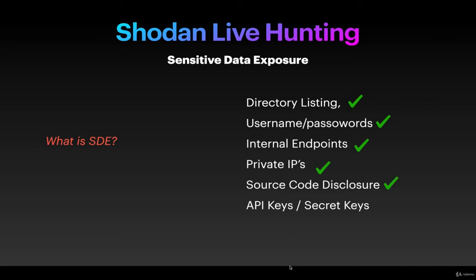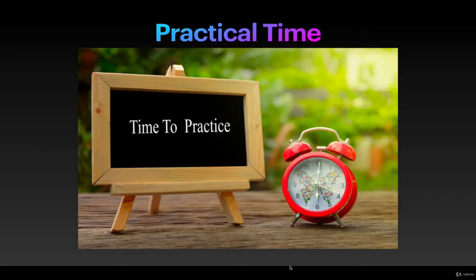Sensitive data exposure also includes source code disclosure, wherein you can see the source code of how an application is being developed and it can get leaked. If you also manage to find API keys or any type of secret key, be it AWS keys, SSH keys, SMTP keys, Google Map API keys, or any API key for any particular software, it is also considered sensitive data exposure. So it is practical time, and let's see how we can utilize Shodan to find sensitive data exposure.